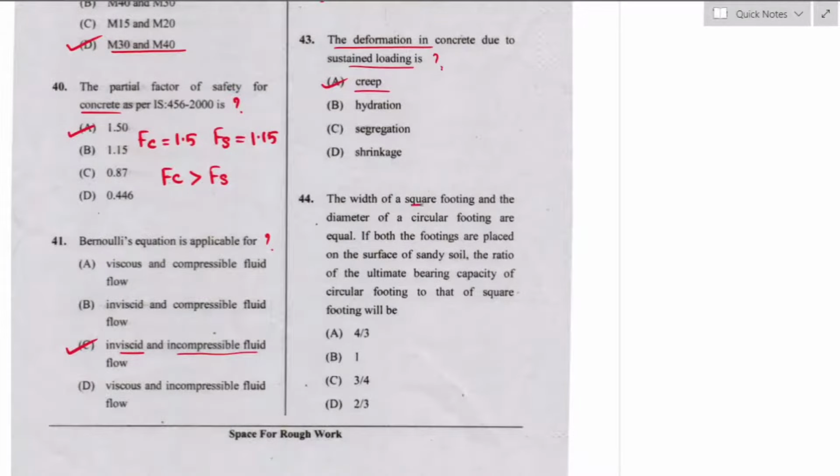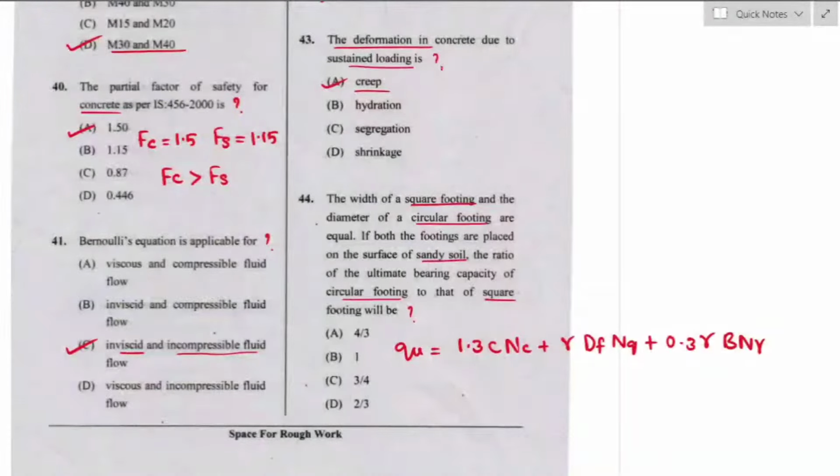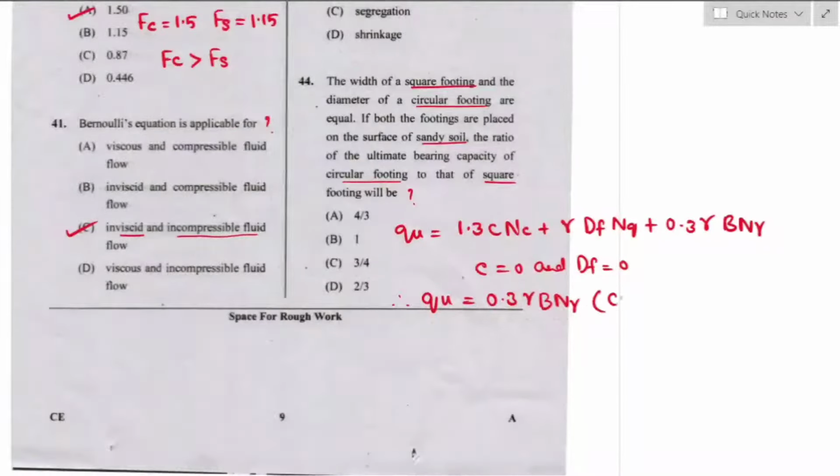Question number 44. The width of the square footing and the diameter of the circular footing are equal. If both footings are placed on the surface of sandy soil, the ratio of ultimate bearing capacity of the circular footing to that of the square footing will be. So, for a circular footing, the bearing capacity is given by, so when the footing is placed on sandy soil, cohesion will be 0 and depth of the footing will be 0. Therefore, ultimate bearing capacity of a circular footing will be 0.3 times gamma B N gamma. So this is for a circular footing.